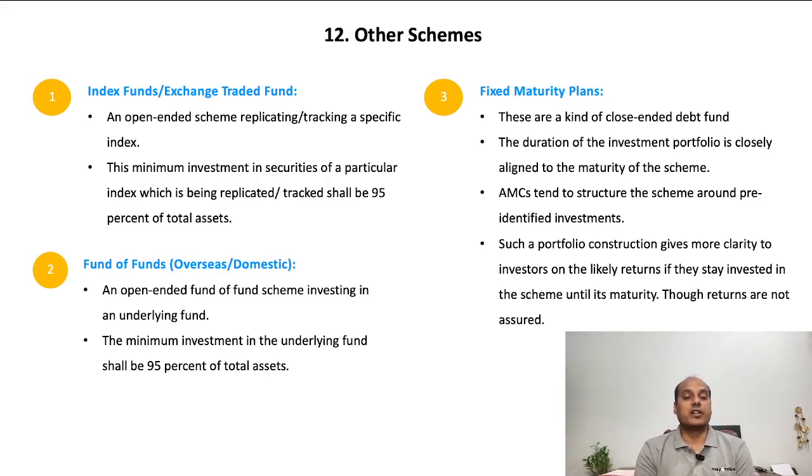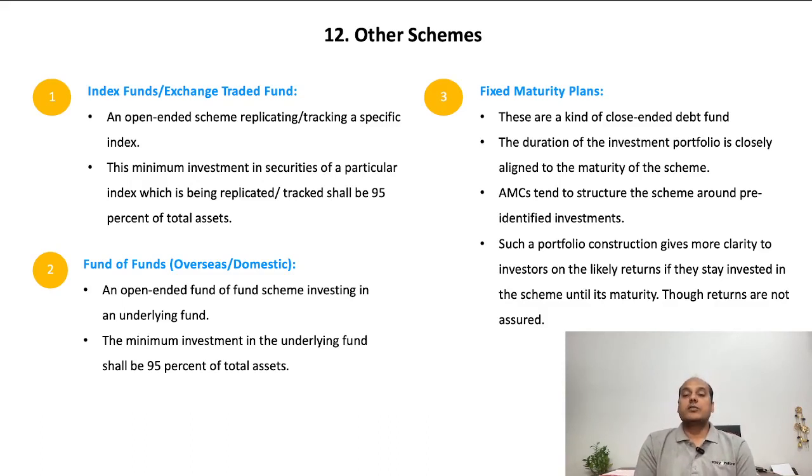Then comes funds of funds. As the name itself says, it is where a fund is investing into another fund, and it can be overseas as well as domestic. The minimum investment in an underlying fund shall be 95% of the total. It cannot be less than that.